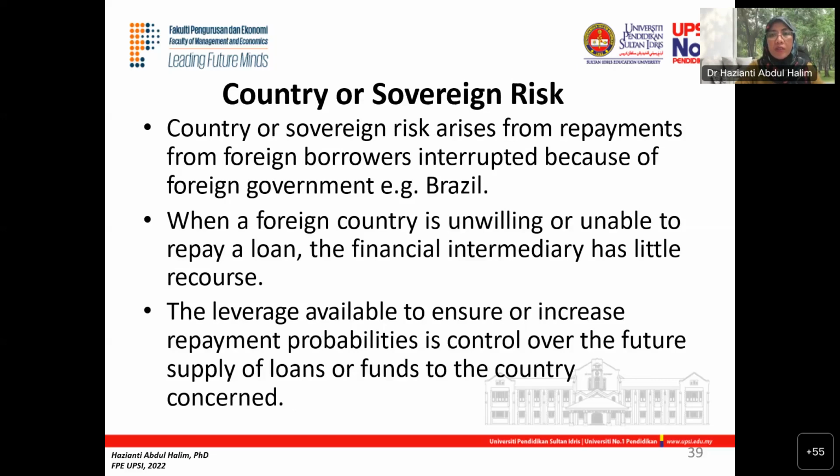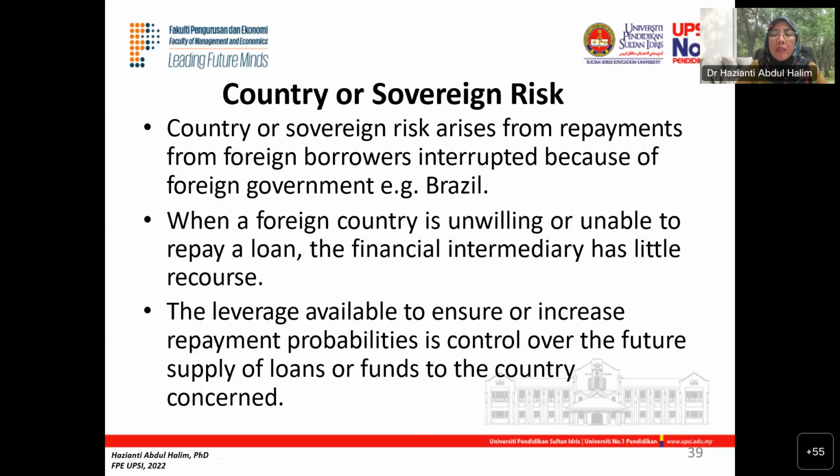Country or sovereign risk. Country or sovereign risk ni kita kata arises when repayment from a foreign borrower may be interrupted because of the foreign government. Okay, maybe there are some cases where the foreign country is unwilling or unable to repay a loan. Let's say bank kita ada bagi loan to someone or some business in Syria, for example. So politically unstable. Bila politically unstable, maybe they are not willing to repay a loan. So there's nothing much that you can do because this is considered as sovereign ataupun country risk.